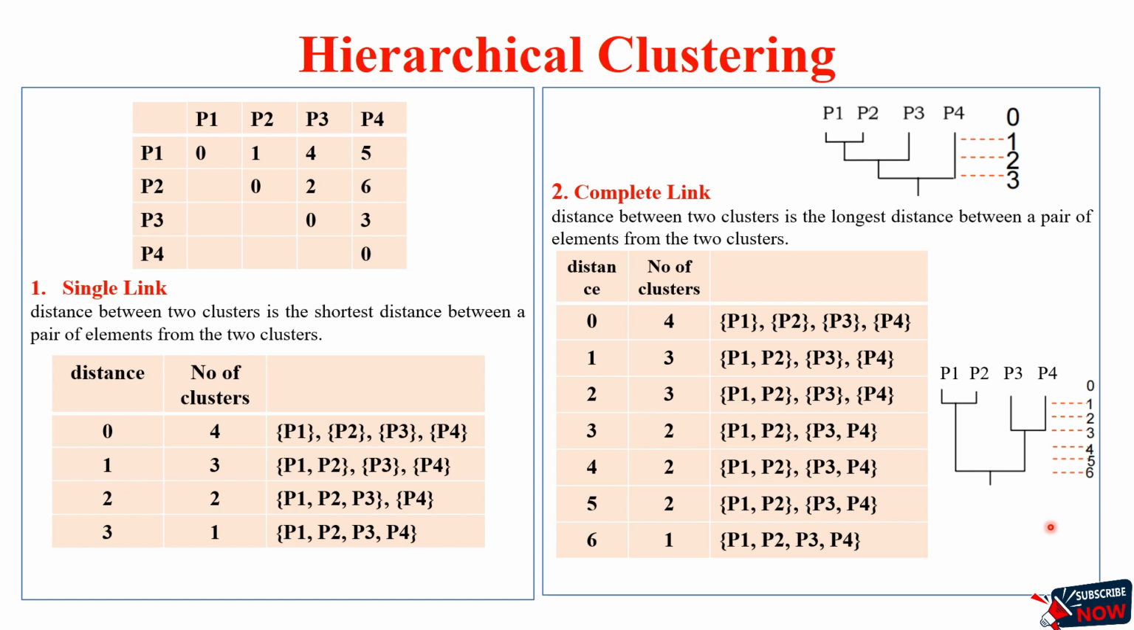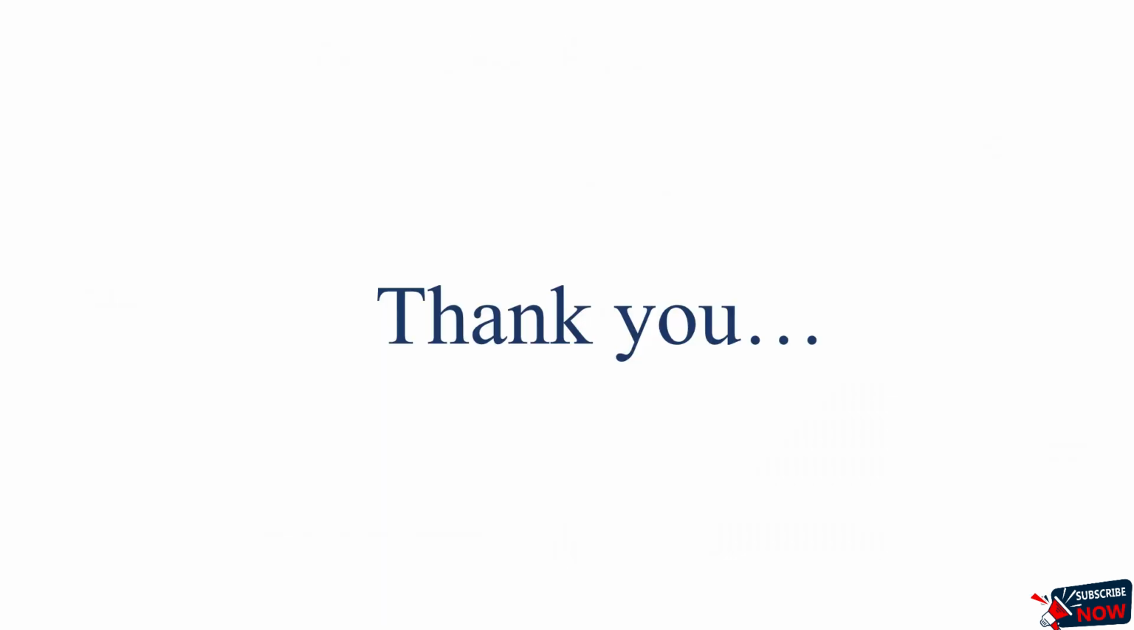And this is the dendrogram representing the complete link. So at a distance measure 1, we are able to merge P1 and P2. At a distance measure 3, we are able to merge P3 and P4. And at a distance measure 6, we are able to merge these 2 clusters. In this video, we have learnt about hierarchical clustering.